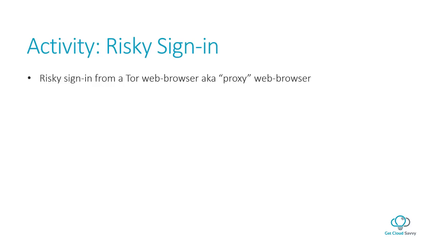So let's move on to the next activity, which is risky sign-on. So we want to sign in via Okta, or via an Okta federated user, from a risky sign-on type of scenario. In this case, we're going to use a Tor web browser just because this is an easy scenario to demonstrate. Other risky sign-ons would be in possible travel scenarios. You log in in the States and then you try to log in in Australia 5 minutes later. Other things would be leaked credentials to the dark web.